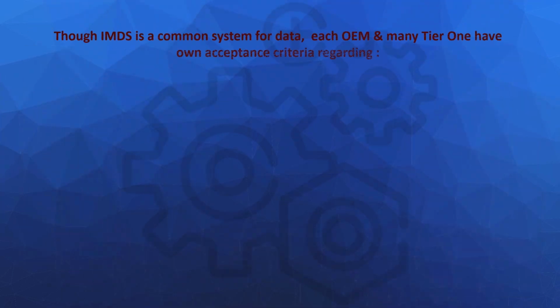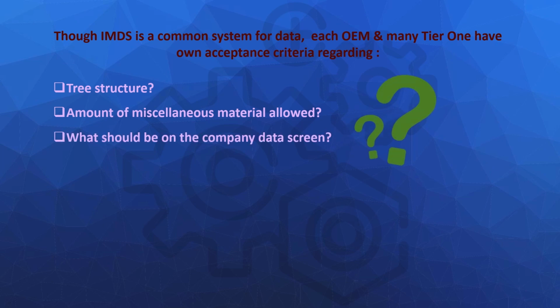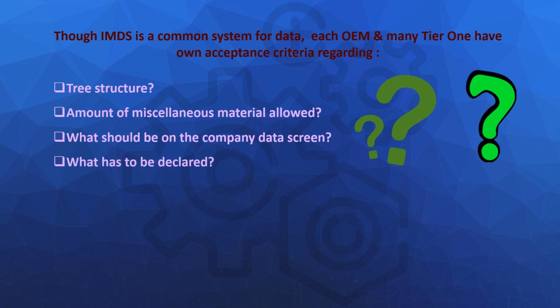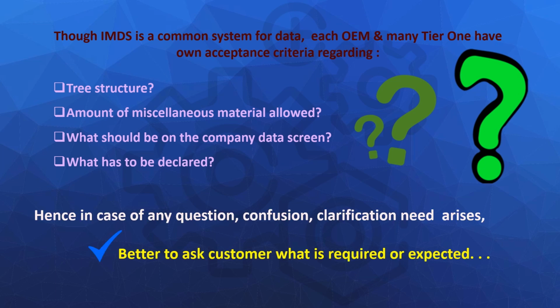Though IMDS is a common system for data, each OEM and many Tier 1s have their own acceptance criteria regarding: Number 1, tree structure. Number 2, amount of miscellaneous material allowed. Number 3, what should be on the company data screen. And Number 4, what has to be declared. Hence, in case of any question or need for clarification, it is always better to ask the customer what is required.